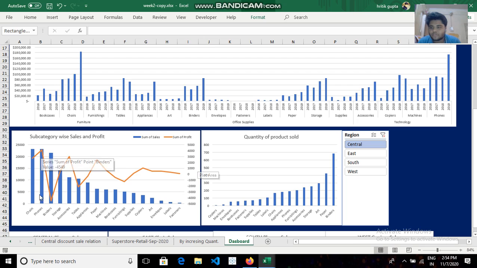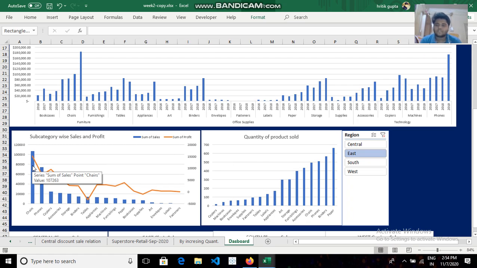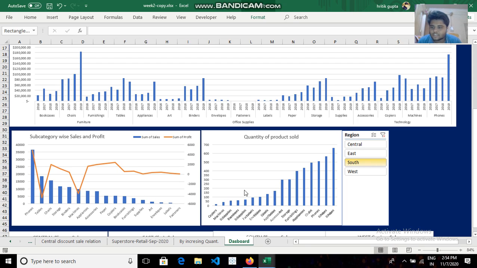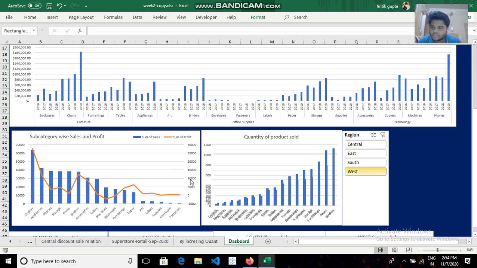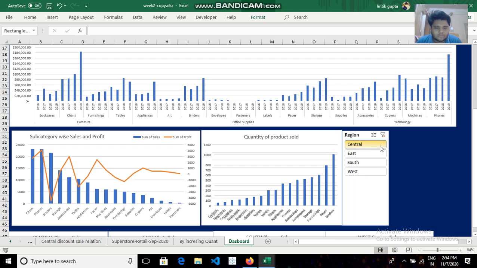So we are taking phones for the central region, and in the eastern region there is chairs with the highest sales, so we are selecting chairs from this region. Similarly, in the south we have phones with the highest sales, so we are selecting phones here, and in the west we have copiers with the highest sales and profit. Also, in the central region, between chairs and phones, people are more likely to buy phones. That's why we are taking phones in the central region.